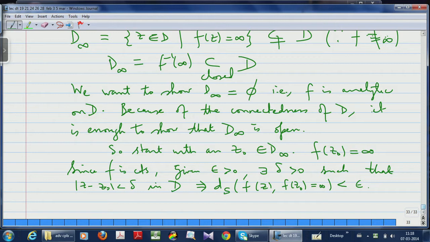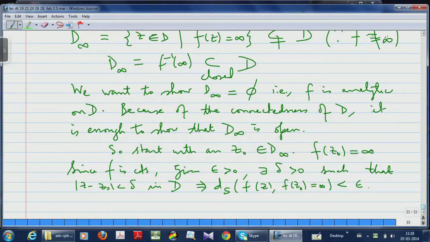Okay, so I am just saying that since f takes the value infinity at z naught, in a sufficiently small neighborhood of z naught, f has to take values close to infinity. So the distance between function values f of z and infinity, which is f of z naught, can be made as small as I want if I choose a sufficiently small delta neighborhood of z naught, and of course I have to choose it in D, because f of z makes sense only for z in D.